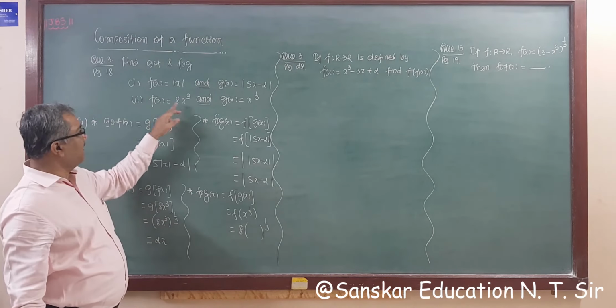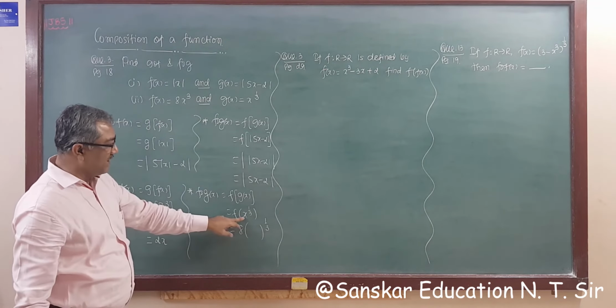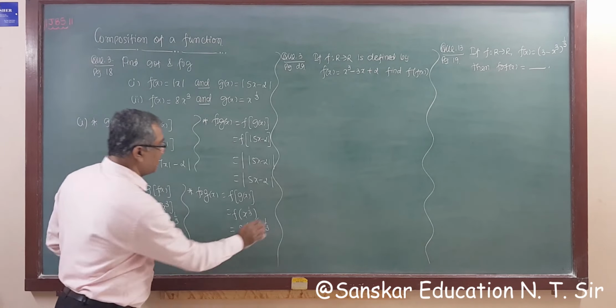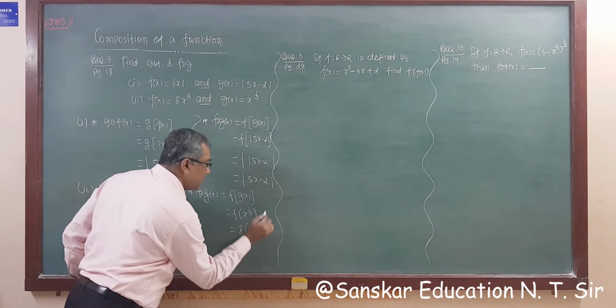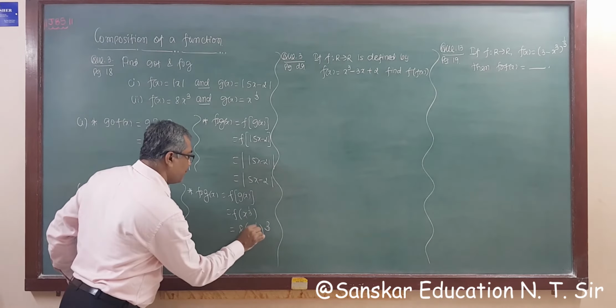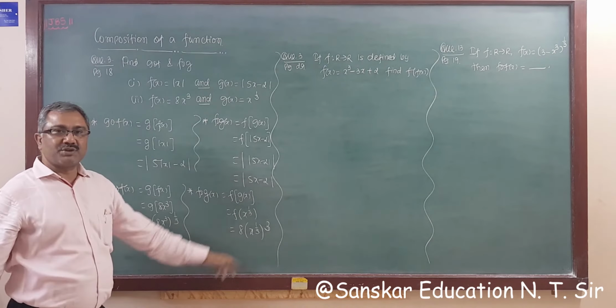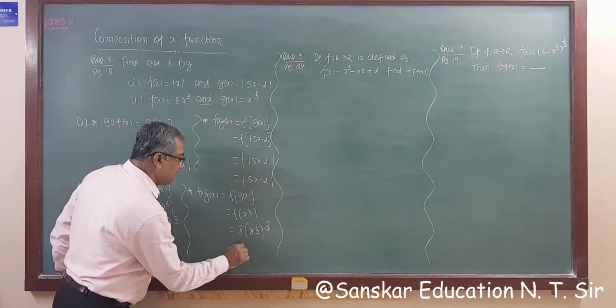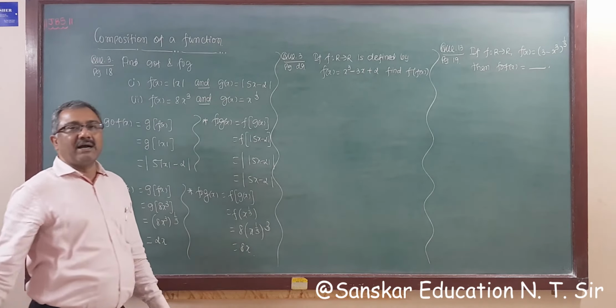But what is in the bracket? Sorry, it is 8 times the bracket raised to 3. And what is in the bracket? x raised to 1 upon 3. Right? So the 3 will be cut, and you will get 8x as the answer.